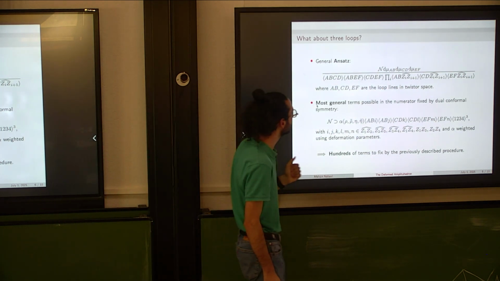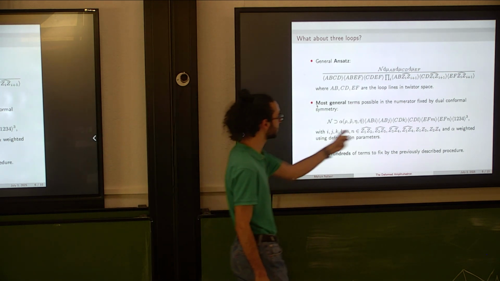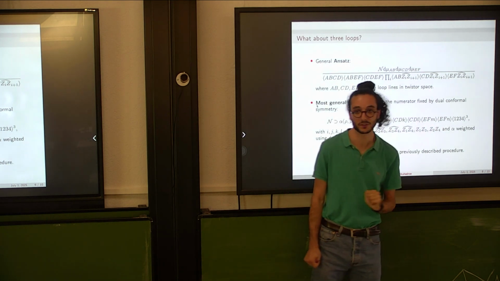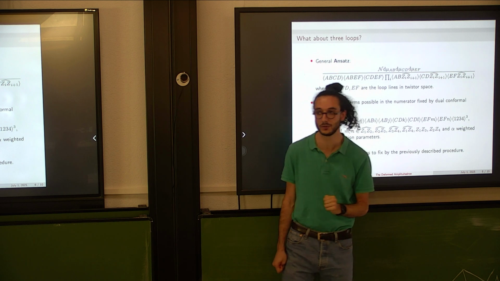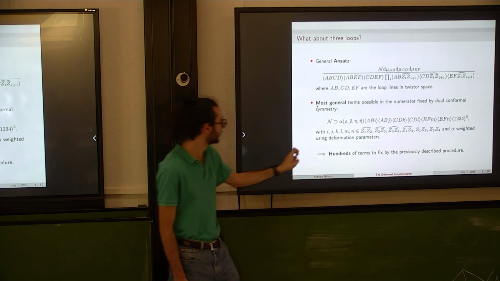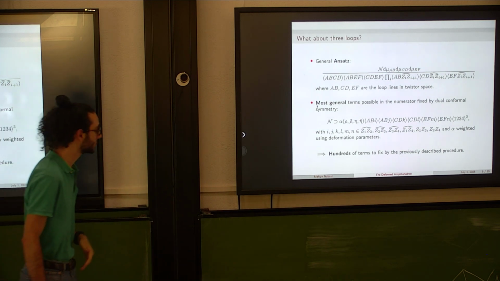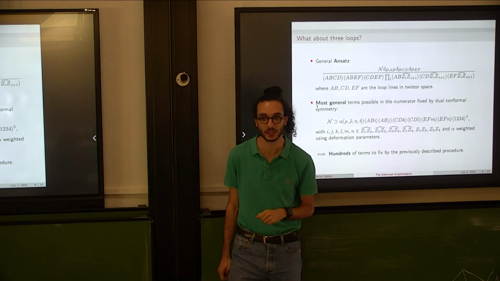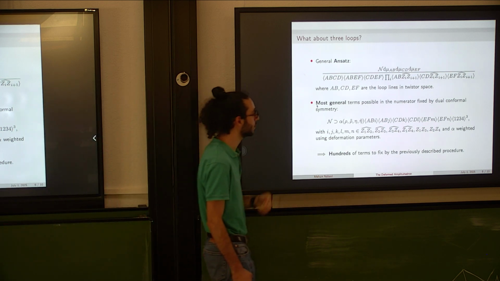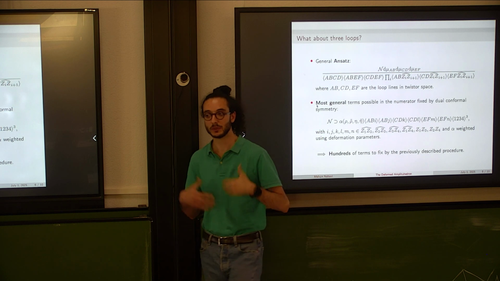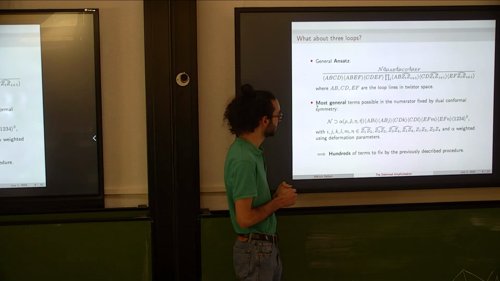Now, if we want to fix the numerator, the most general term that can appear is a term of this form, a product of 6 determinants of either the thick lines or this 1, 3, and 2, 4, and 2 of them are for each of the loops. If you try to do the combinatorics of how many terms can appear in this ansatz, you'll find that there are hundreds of terms that can appear in this context, so this is a huge ansatz that we will try to fix by doing the strategy I described before.